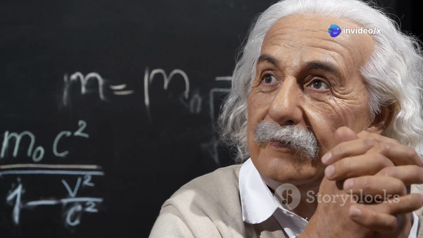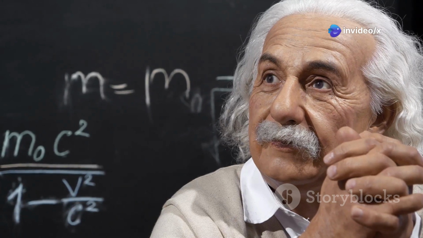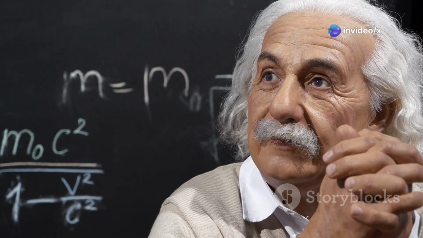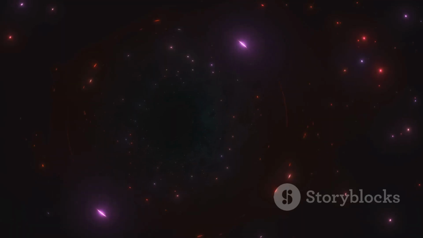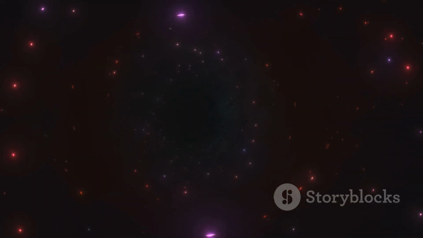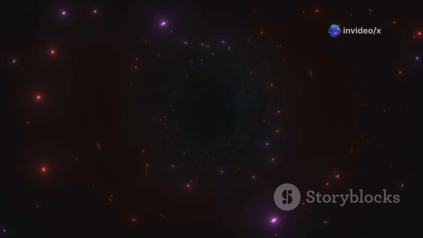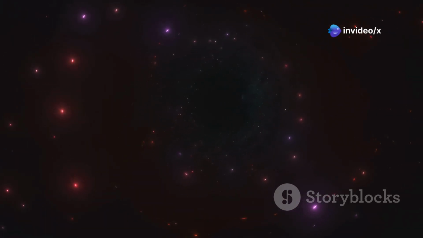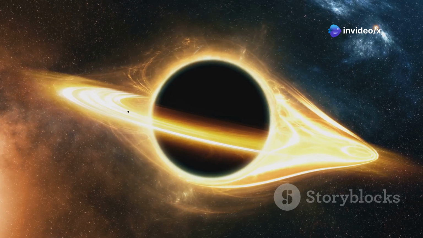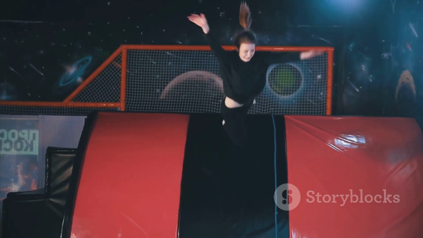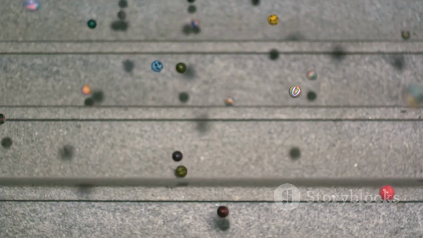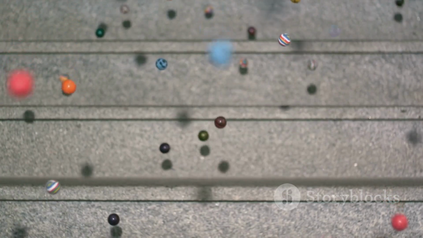This mind-bending phenomenon, predicted by Einstein's theory of general relativity, allows us to observe objects that would otherwise remain hidden from our view. Gravitational lensing occurs when massive objects like galaxies or black holes distort the fabric of space-time. This distortion bends the path of light traveling near them. Think of a bowling ball placed on a trampoline. The ball creates a dip in the fabric, causing anything rolling nearby to curve inward.